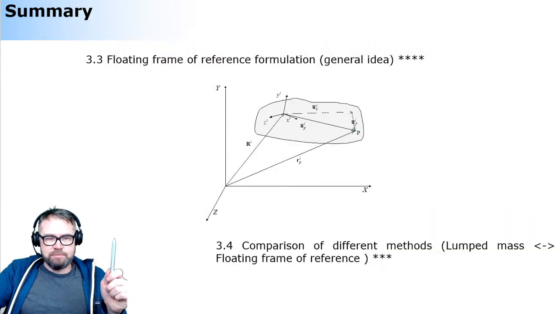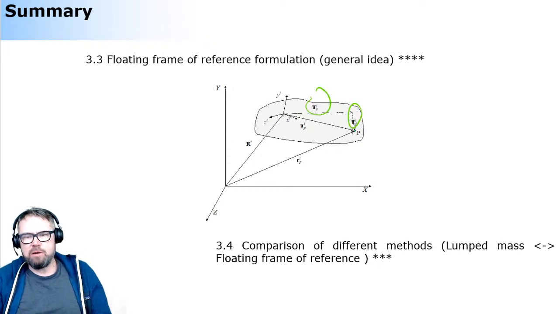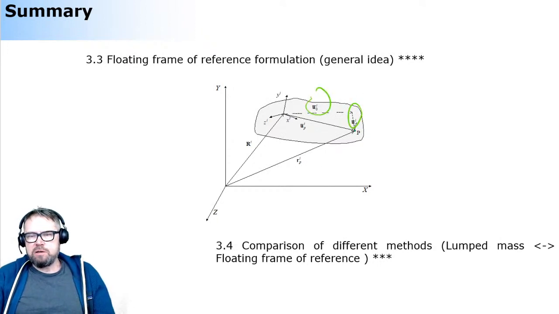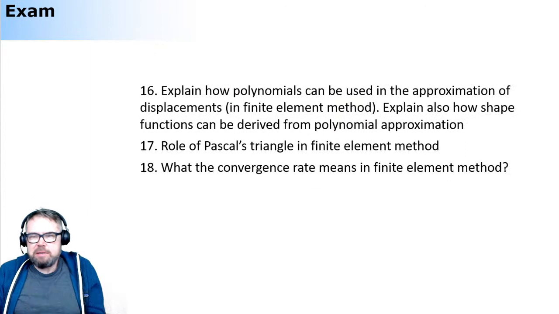Now back to this. Floating frame reference formulation, general idea that we have this vector u bar 0, vector u bar f, how it goes. Comparison of different methods, relatively important. More questions. Explain how polynomials can be used in the approximation of displacement in finite element method. Role of Pascal's triangle, what the convergency rate means. Each of these matters are explained to you.